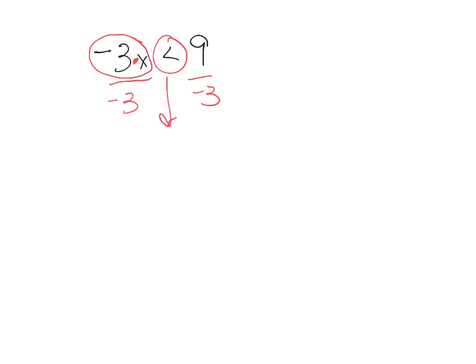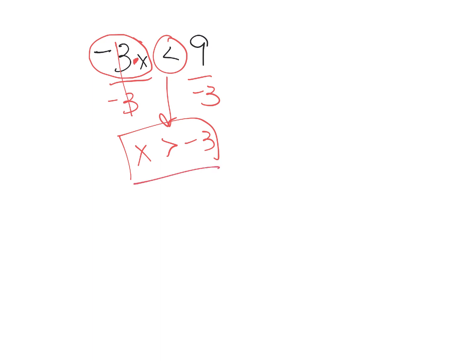Okay, so today we were talking about multiplying and dividing, and the biggest change is if you multiply or divide by a negative. So if there is a negative attached with a variable, let me give you an example: negative 3x is less than 9. What I mean by attached is it's multiplying or dividing. See how this is multiplying with that negative 3? So when I divide by a negative on both sides, I have to flip the inequality. So it goes from a less than to a greater than symbol.